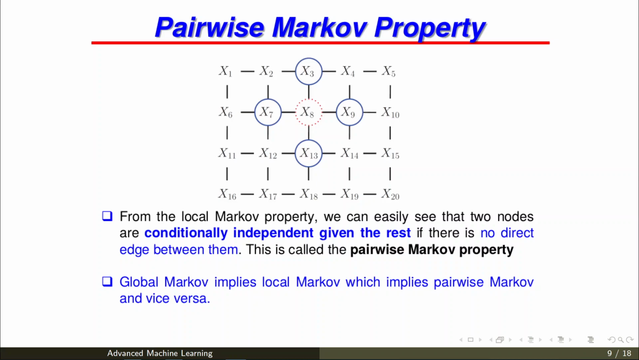Next is the pairwise Markov property. Two nodes are conditionally independent if there is no direct edge between them. For example, in this case, x8 and x9 are not conditionally independent since there is a direct edge connecting both. X7 and X13 are independent given all the other nodes because there is no direct edge. That means X7 and X13 are conditionally independent given all the other nodes. So that implies the pairwise Markov property.